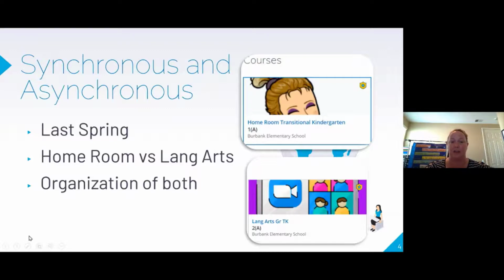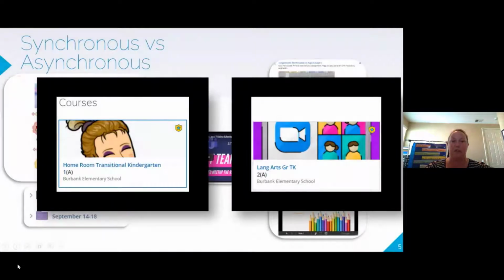Again, I use homeroom for my asynchronous classwork and enrichment, and I use my language arts course for my direct instruction, and then students can go back and review anything that's in there.